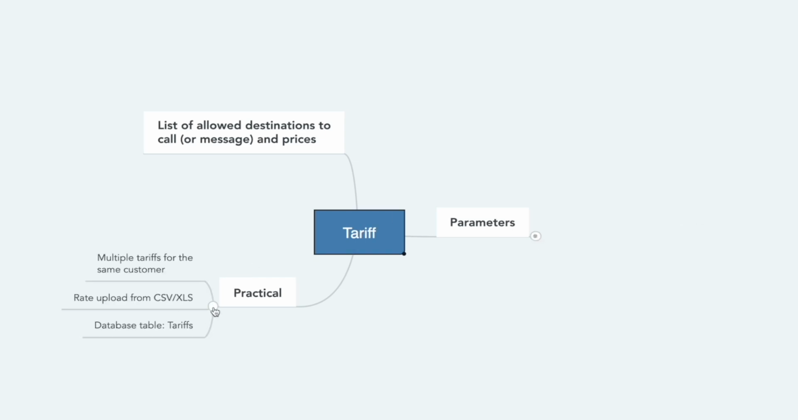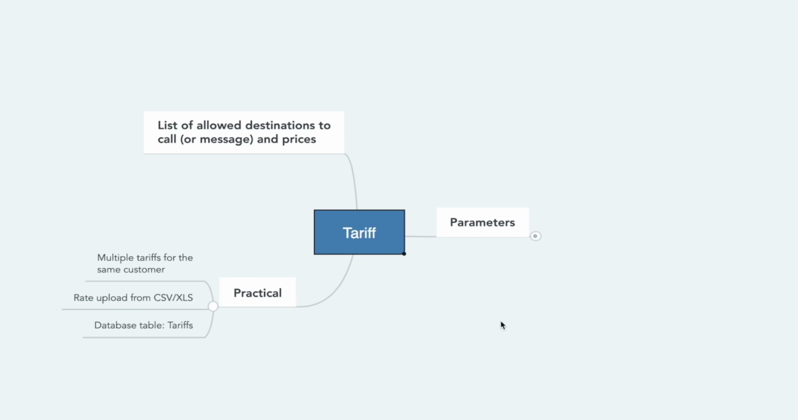A couple of practical aspects. What happens if a customer is charged 3 cents a minute for calls to the US, but sometimes there is a need to introduce modification to those prices, maybe make them cheaper or even more expensive? Can we do it using tariffs? Yes, indeed. Different tariffs can be applied to the same customer depending on the conditions or the circumstances.